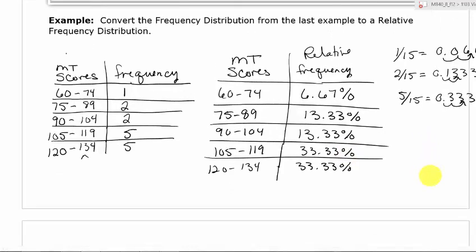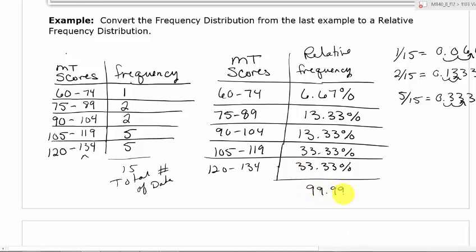And so now with this frequency distribution, when we add this up, it gives us 15, the total number of data. When we add this up, it should give you 100%. So let's see what we get when we add those up. 6.67 plus 13.33 plus another 13.33 plus 33.33 plus another 33.33. And when I add that up, I get 99.99.